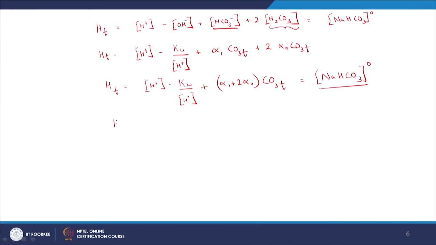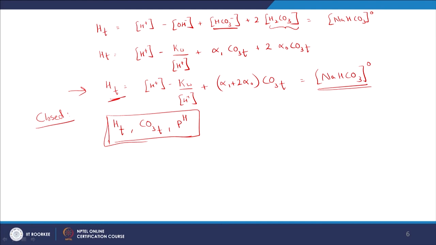In general, for a closed carbonate system, what are the relevant variables you need to consider? H total, CO3 total and pH. All your variables are going to depend upon these 3 factors, and that is apparent from your particular equation here. So we just looked at how to analyze the closed system by hand, and now we are going to move on to analyzing the system with our software, VMINTEQ.